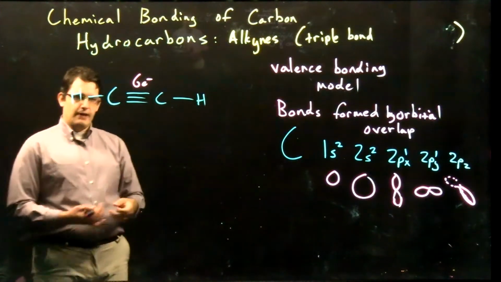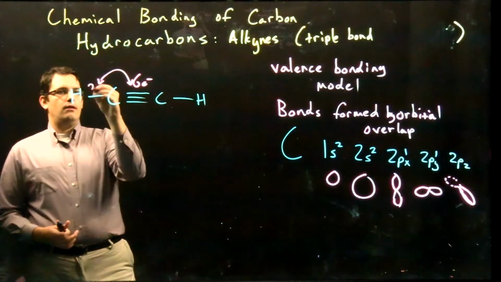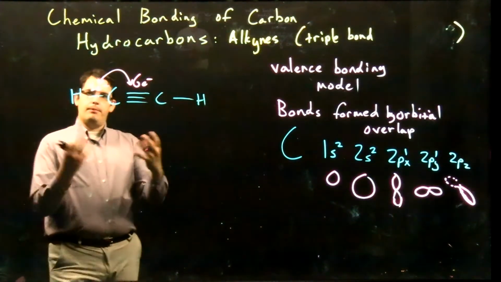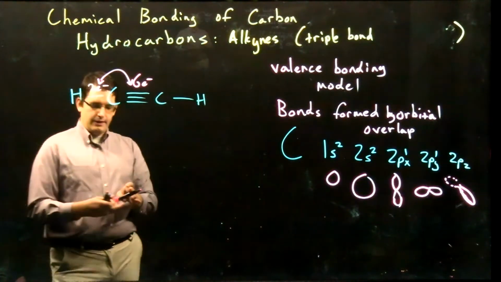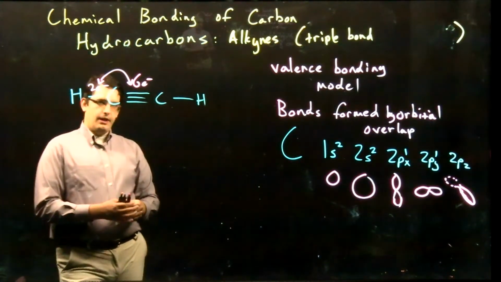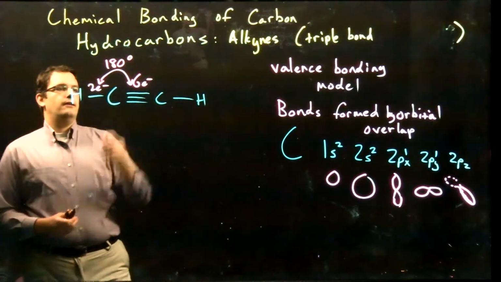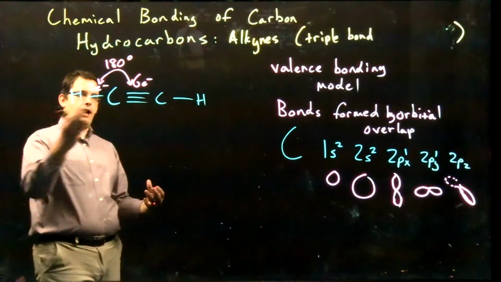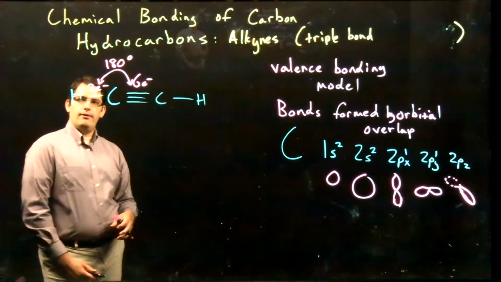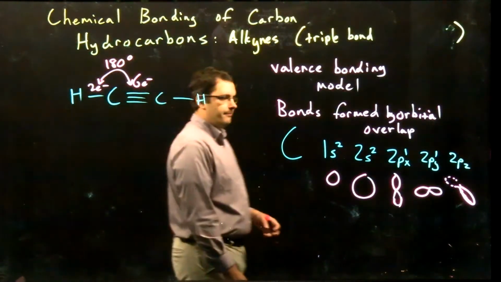Now again, as my bonds repel each other, they're going to push each other as far away from each other as possible. When I only have 2 different bonds here, this is going to be a 180-degree angle. So I get this linear structure where I put them as far away from each other as they can on opposite sides of my molecule, or opposite sides of my atom there.